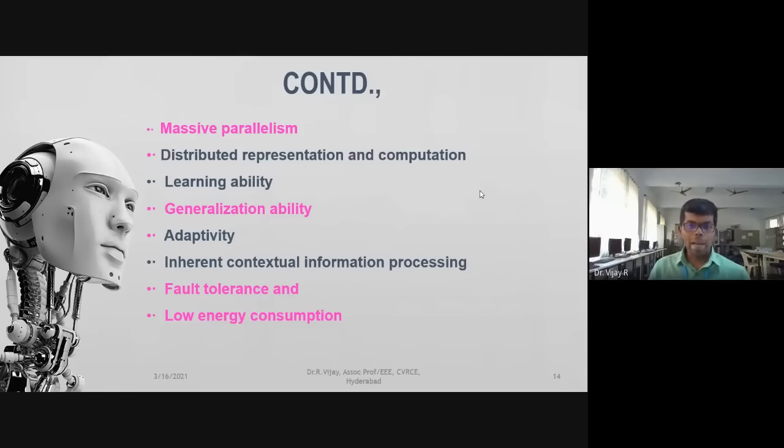Also, massive parallelism is there in ANN, and distributed representation and computation, and a little bit of learning ability. Generalization ability is there, adaptivity is there, adaptive to the particular scenario. Then contextual information processing: whatever input we give is processed, as in Google Maps if you activate your voice message. Also some fault tolerance is there.